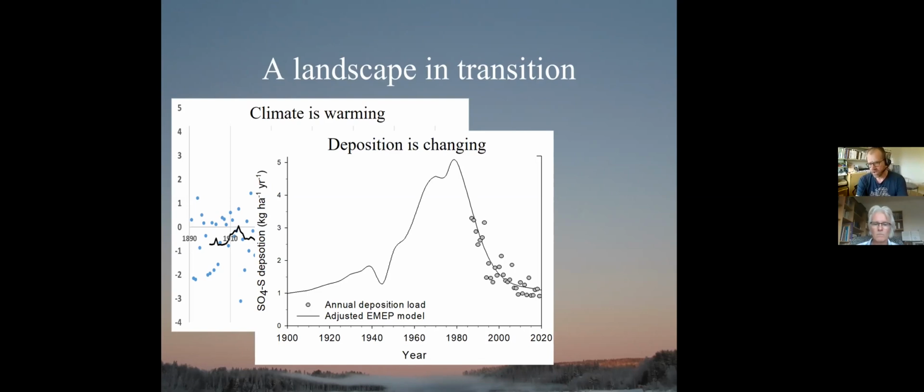And now we can actually see that there have been changes in the biogeochemistry in relation to this that are more large scale than what we previously anticipated.